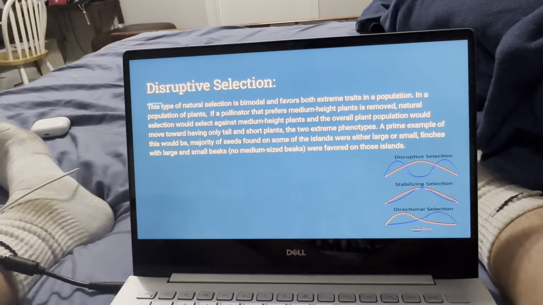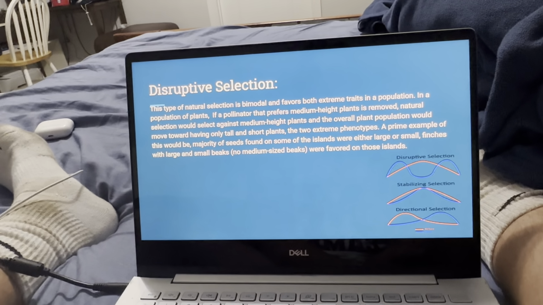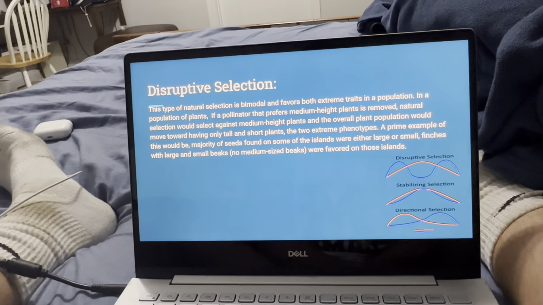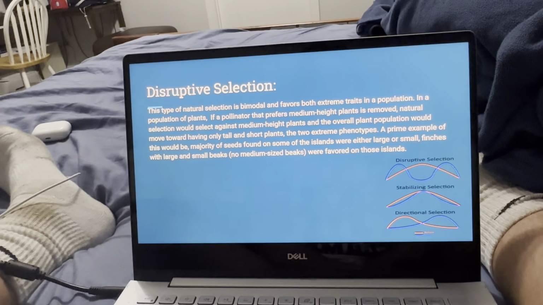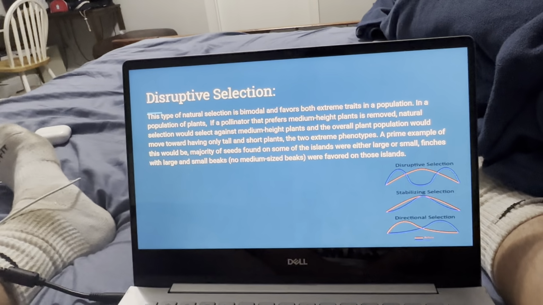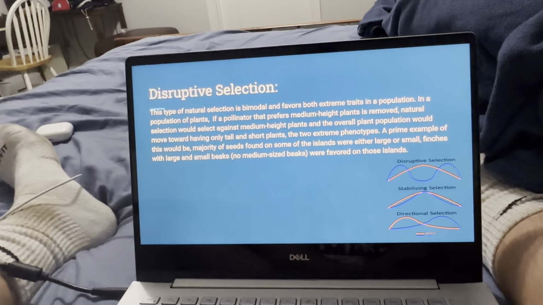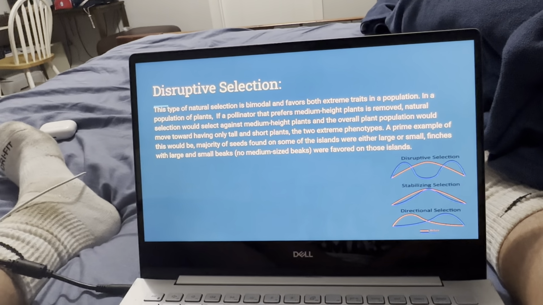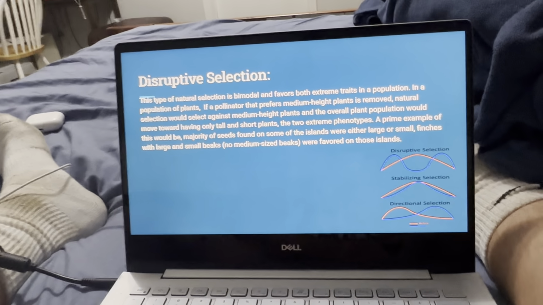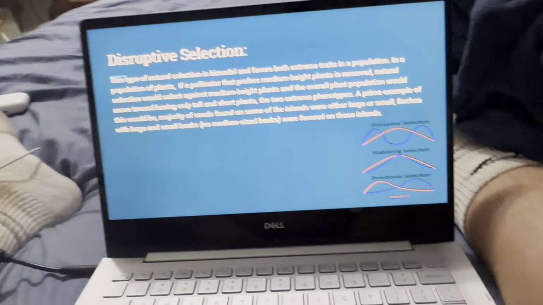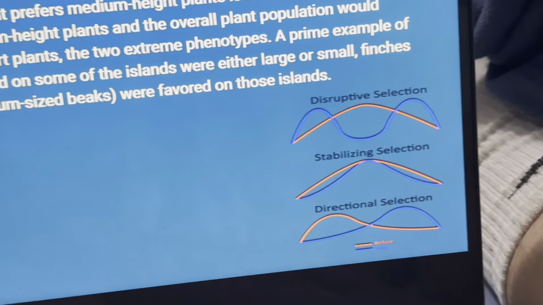A prime example of this would be that the majority of seeds found on some of the islands were either large or small. Finches with small or large beaks. No medium-sized beaks. It was one or the other. And on those particular islands, they were the ones that were most favored and the ones that ended up making it. Right here in the bottom corner, it's another example.